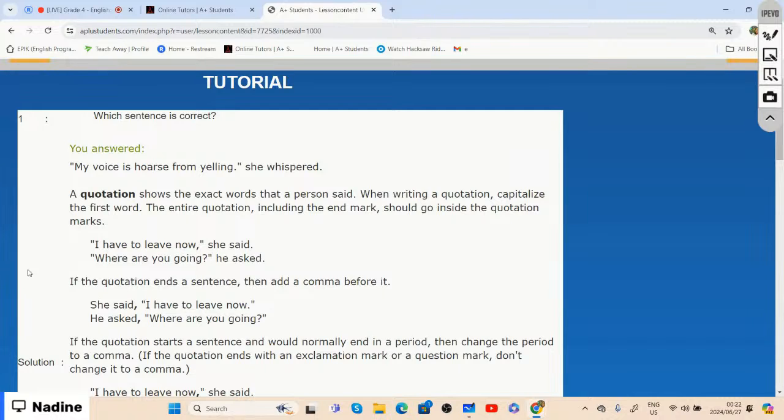And when writing a quotation, we need to capitalize the first word. The entire quotation, including the end mark, should also be inside of the quotation marks. And if your quotation ends a sentence, then we need to add a comma before it. So you need to change your period to a comma, but your question mark and your exclamation mark stay the same.